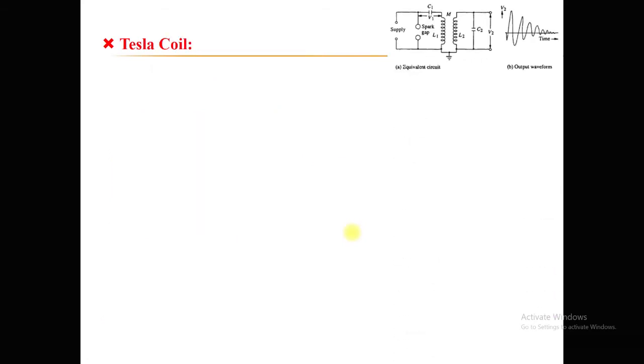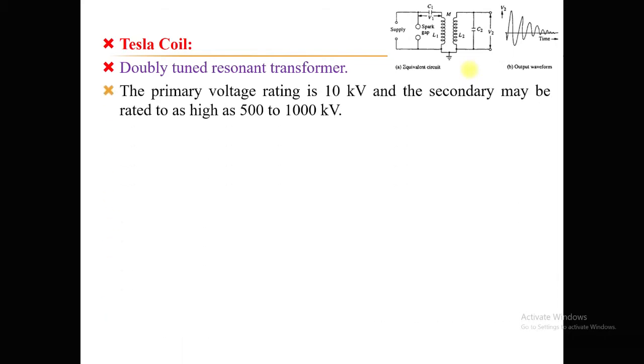So here you can see the equivalent circuit. Figure A represents the equivalent circuit of the Tesla transformer, whereas when you connect a CRO at the output terminals, across the secondary of this Tesla transformer, you will have this kind of high frequency damped oscillations as an output. So the Tesla coil is a doubly tuned resonant transformer.